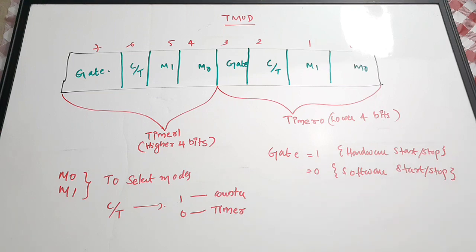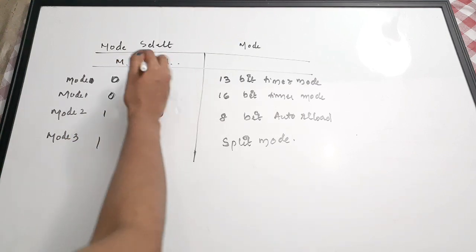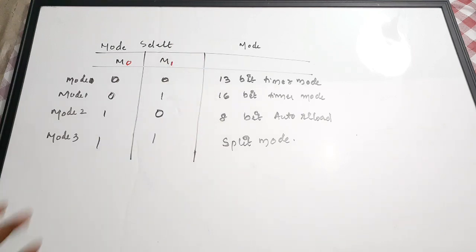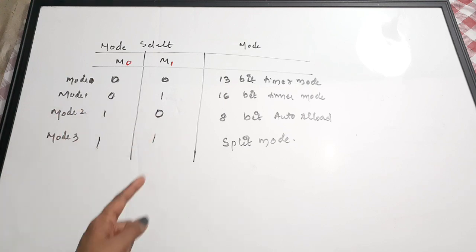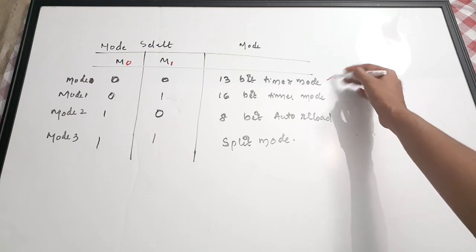Next, we are going to see the various modes of the timers based on the mode select bits. There are two, M0 and M1. Based on these mode select bits, there are 4 modes: 0 0, 0 1, 1 0 and 1 1. So 0 0 we call mode 0, and that is the 13-bit timer mode.